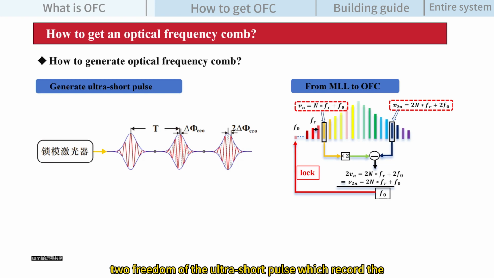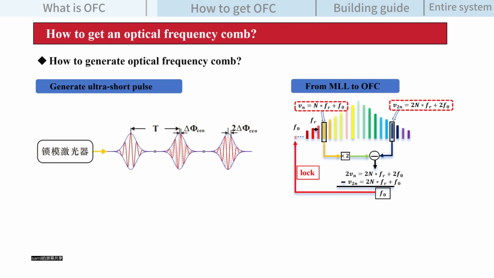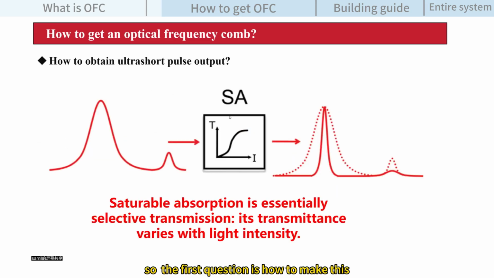two degrees of freedom of the ultrashort pulse, which we call the repetition frequency and the carrier envelope offset frequency. After we lock these two frequencies, the output pulse of this laser is stable and we can use it to measure. So it can be called an optical frequency comb. So the first question is how to make this ultrashort pulse generation.